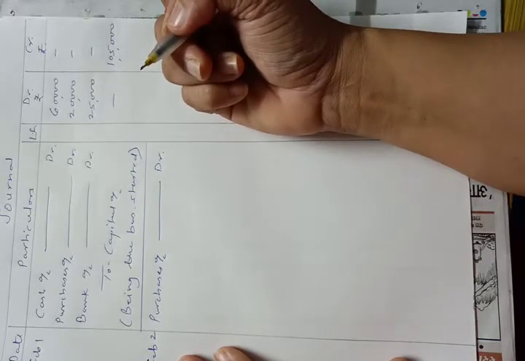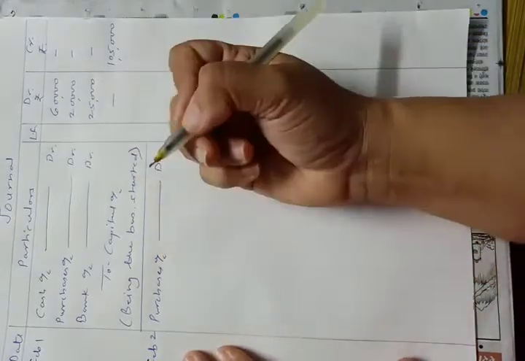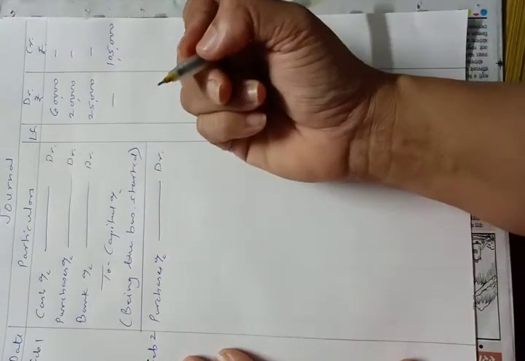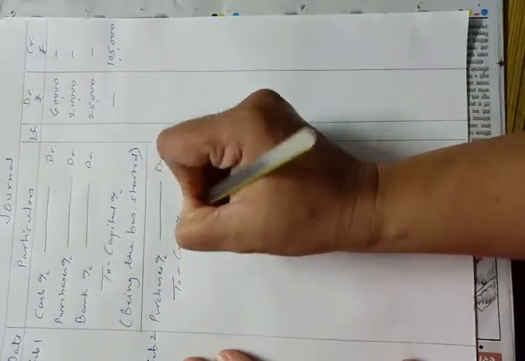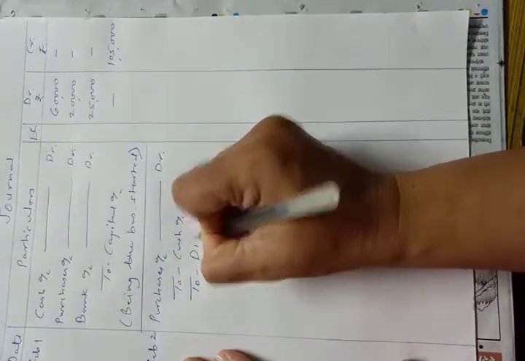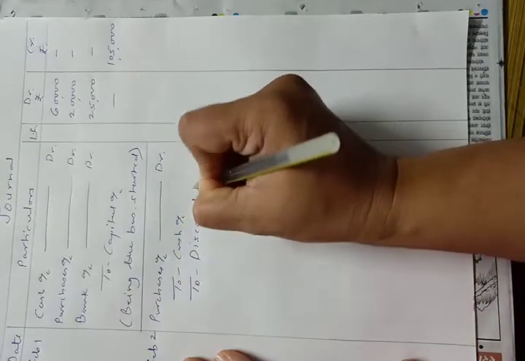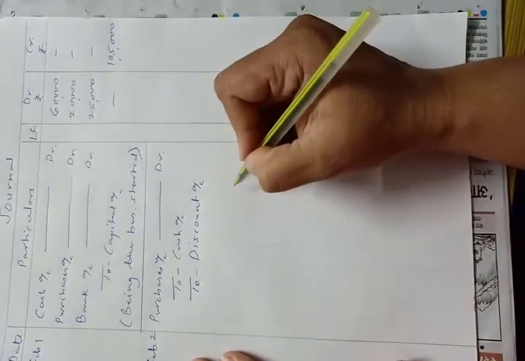We are paying less amount, that is less by rupees 1,200. So this discount will be our gain. So discount account will also be credited because creditor gains and incomes. Okay, so purchases account debit to cash account to discount account. This will be the entry.